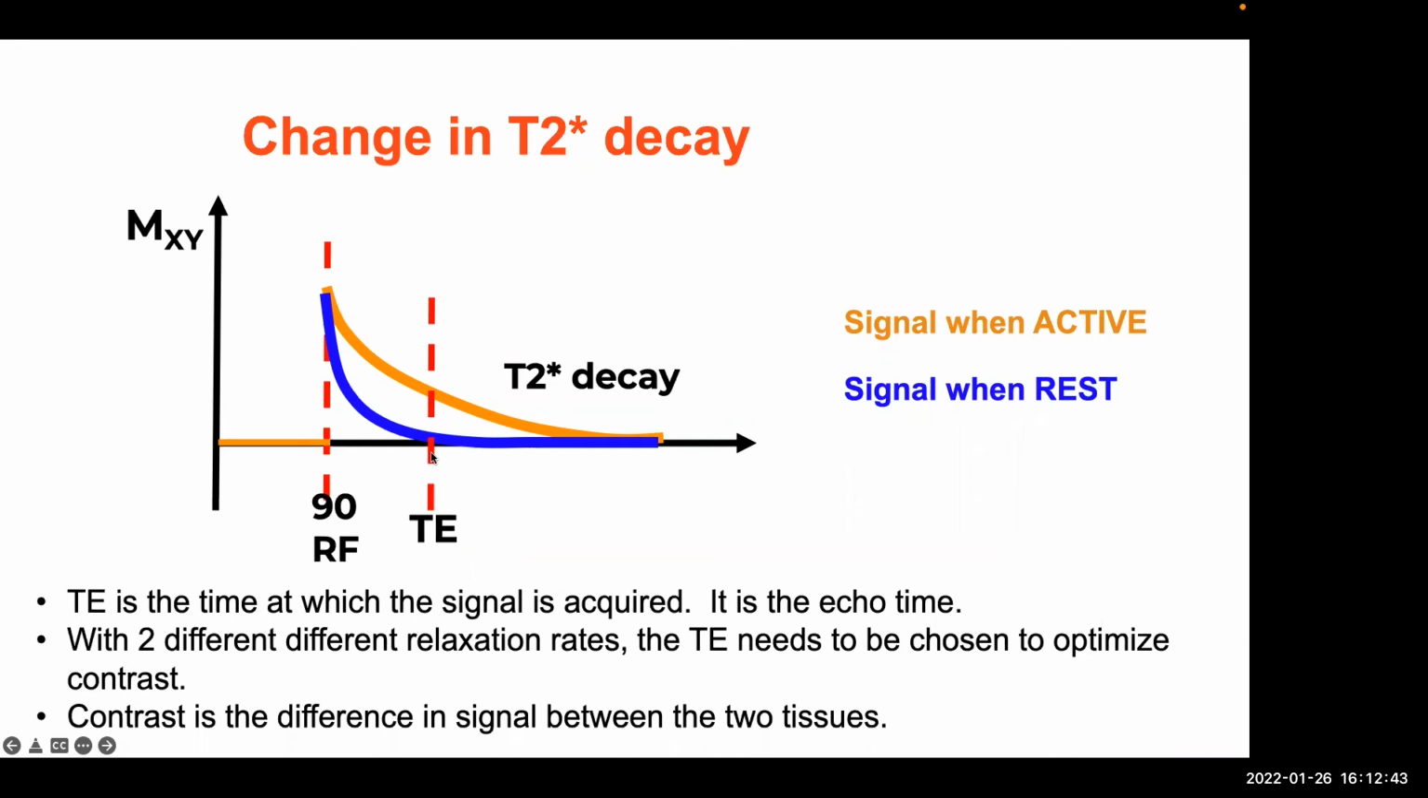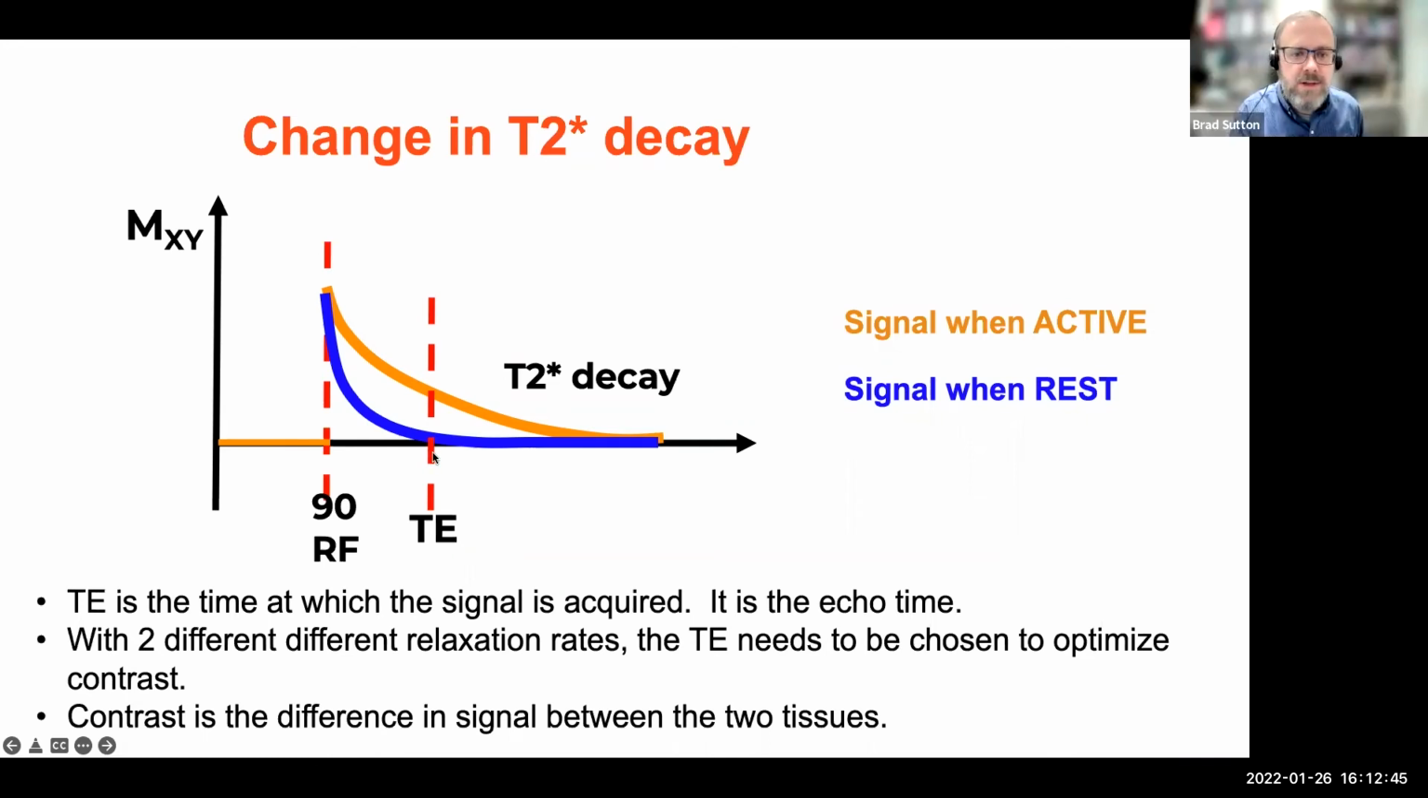So if we give someone a task to do, and we have them not do the task for a while, then we have them do the task for a while, and we keep taking images all those times, we're going to see a difference in the signal across those two. And we're going to be able to localize which parts of the brain have this oxygenation effect, which parts of the brain are active during this task, okay?